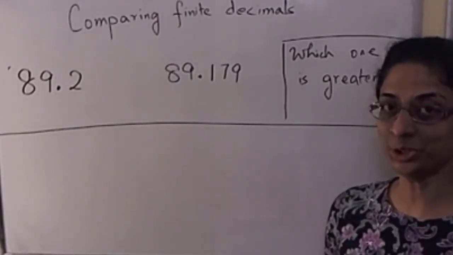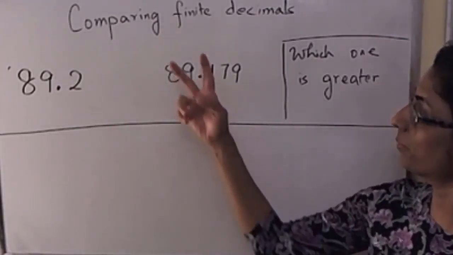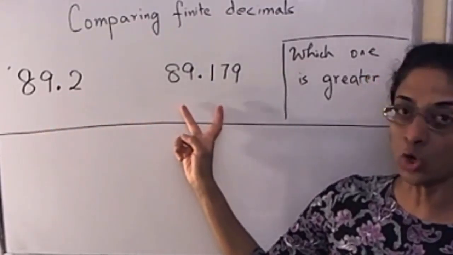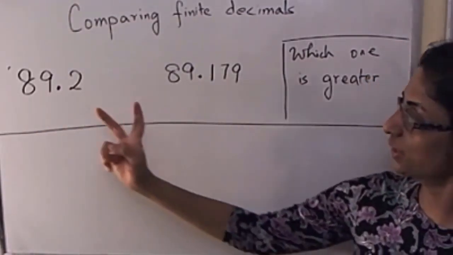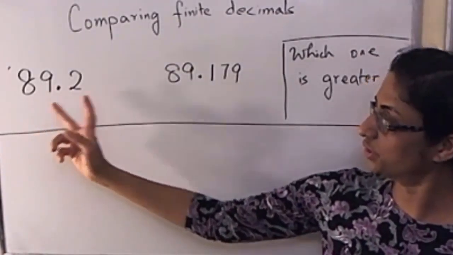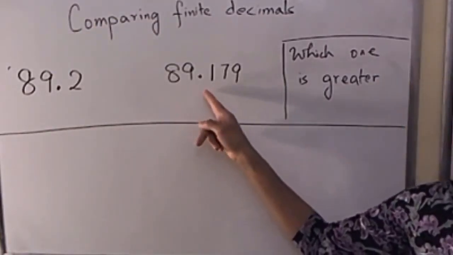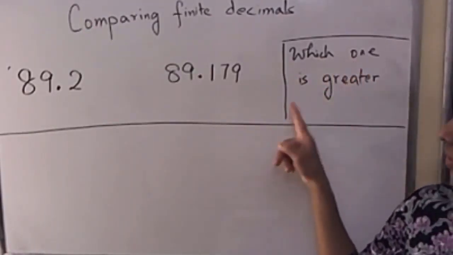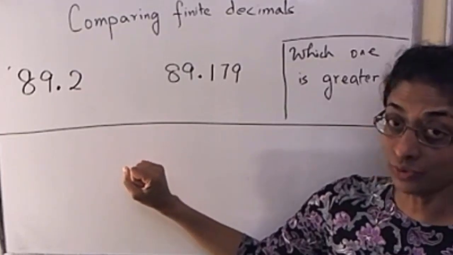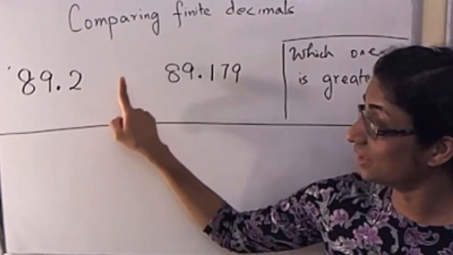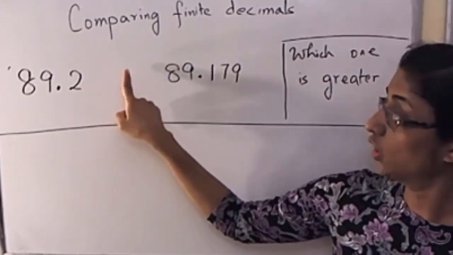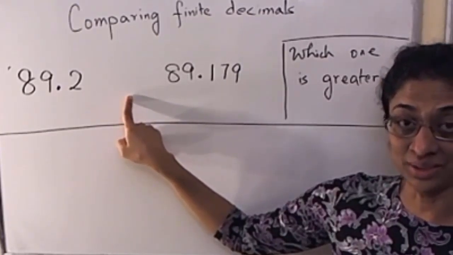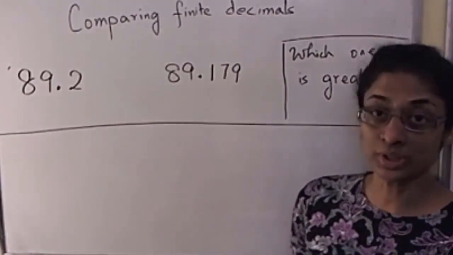Hi, in this video we will discuss how to compare a given pair of finite decimals. So here I have 89.2 and 89.179. Which one is greater? So we would like to place a greater than sign or an equal sign or a less than sign here. So let's look into that.